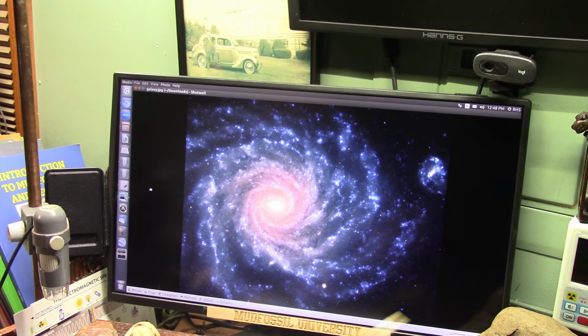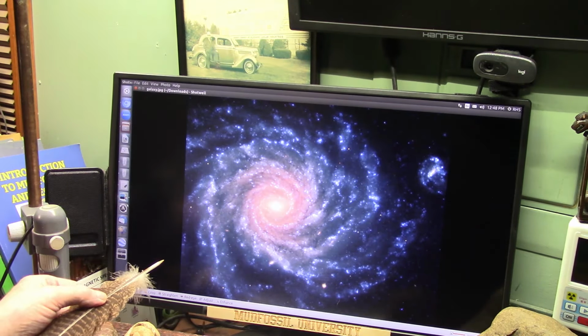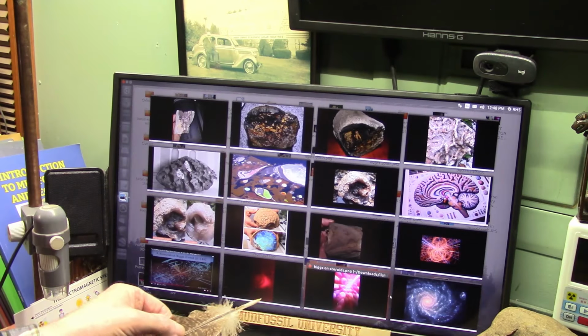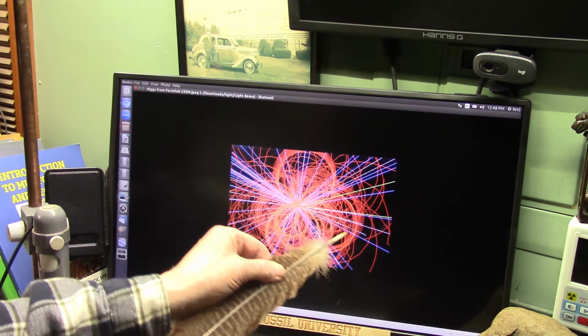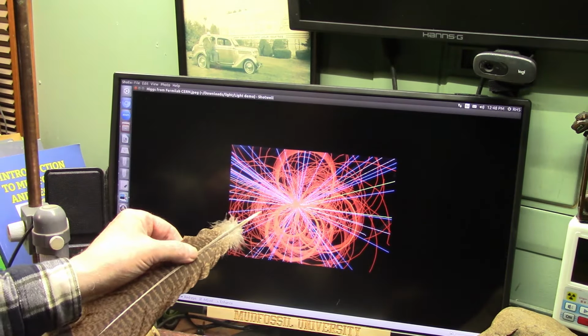Okay, so we're talking about fractals and their repeating patterns. Well, guess what? This is a galaxy. All right, and guess what this is? This is from CERN or Fermilab, where they're smashing particles together and it makes those circular patterns like that. And this is what they look like when they smash together. This is a simulated Higgs event at the Large Hadron Collider. And they make these patterns over and over and over.